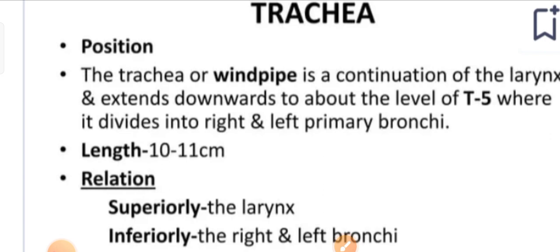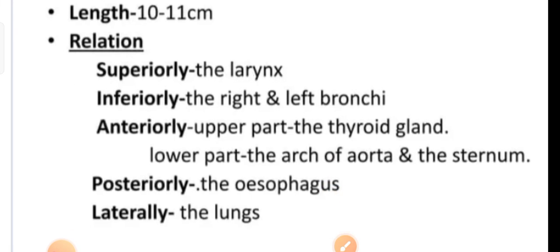The trachea is also called the windpipe. It's a continuation of the larynx and extends downwards to above the level of the thoracic fifth vertebra, where it is divided into right and left pulmonary bronchi. It is 10 to 11 centimeters long.